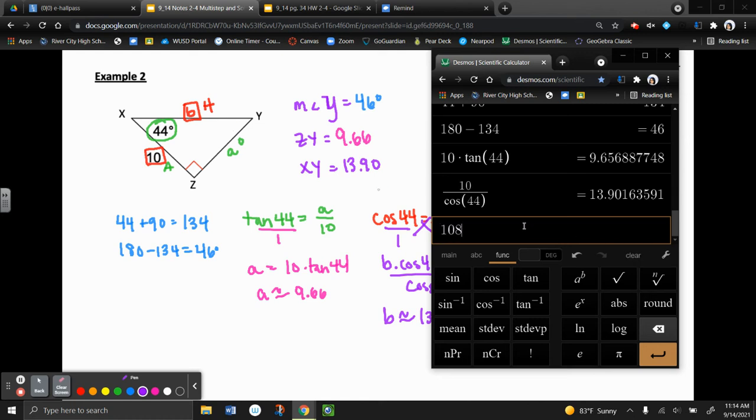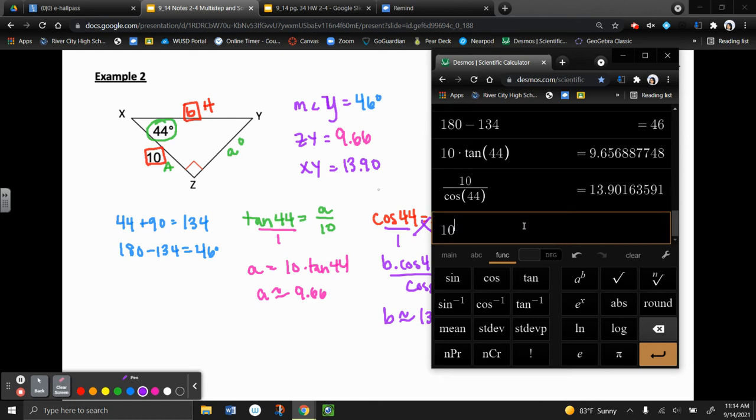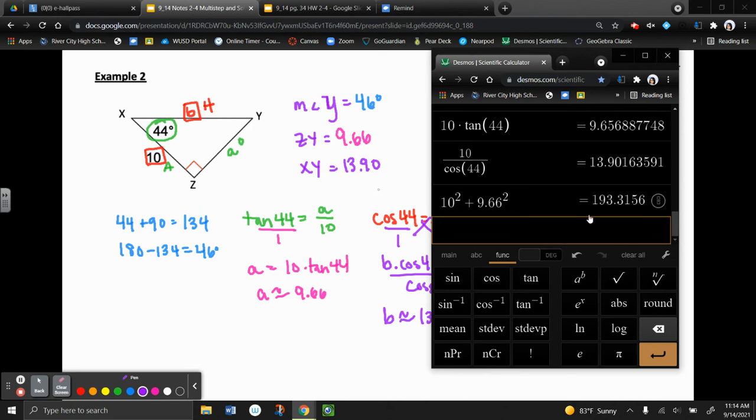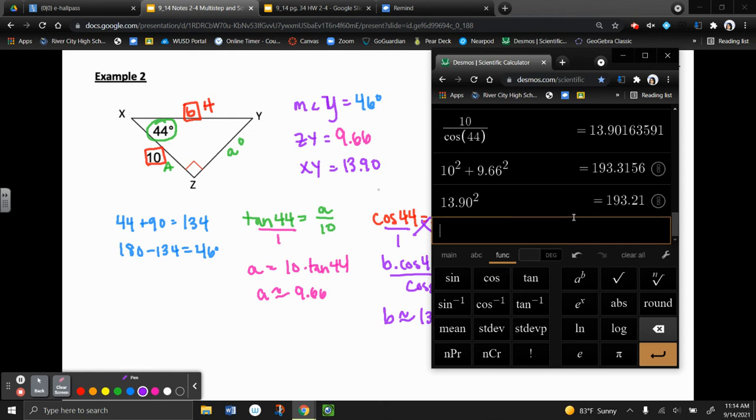So if we do 10 squared plus, let's see, a was 9.66 squared, we get that. And if we square the hypotenuse, 13.90 squared, we should get approximately the same thing. Remember, it is going to be a little bit off due to rounding, but this basically shows that we did that correctly.